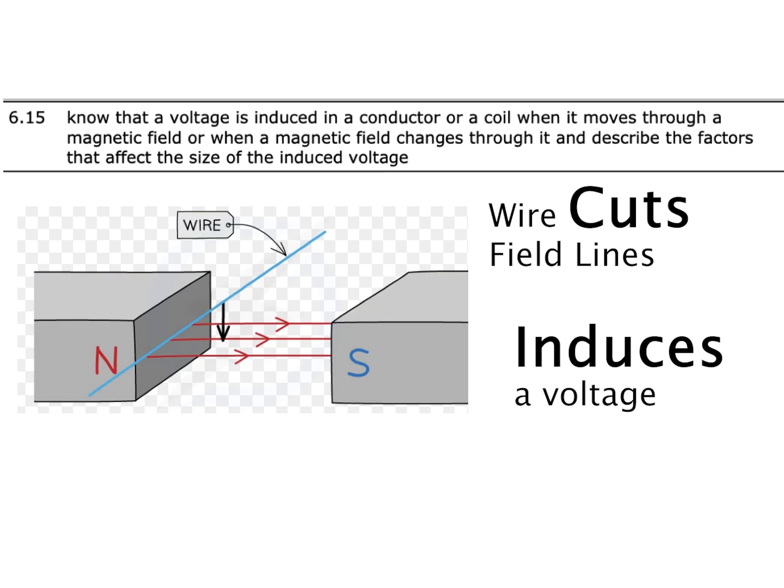And if we were to move the wire faster, we would be cutting more field lines per second. Therefore, we would be inducing a larger voltage. If the magnetic field was stronger, because the field lines were closer together, then if we moved the wire through the field, we would cut more field lines per second, and the induced voltage would be larger again.